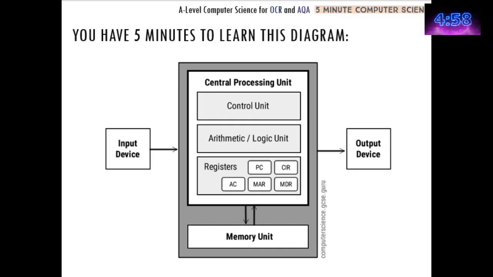Go! Okay, let's have a quick look at this diagram here. You need to remember that the processor is made up of a control unit, ALU, and lots of these little registers. And over the next couple of minutes, we're going to be looking at each one of these in brief.